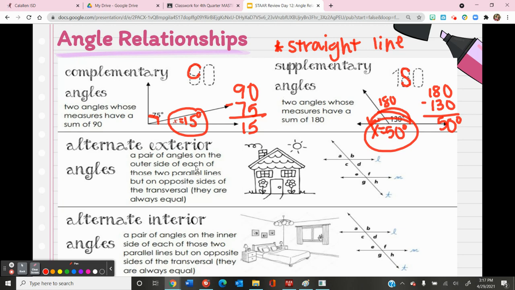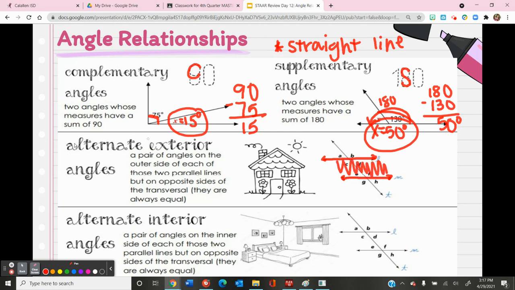Now we also have alternate exterior angles. Here I have two parallel lines, which are L and N, and they are cut by the transversal, which is T. Here it crosses both of my lines. Alternate exterior angles are on the outside of these parallel lines. They're not on the inside. They're on the outside of them.